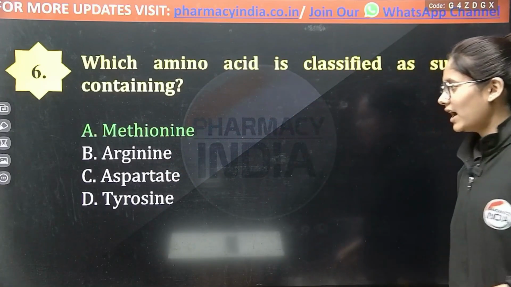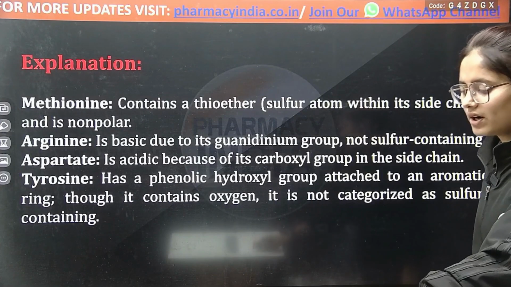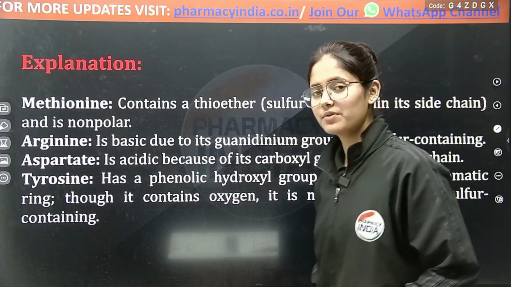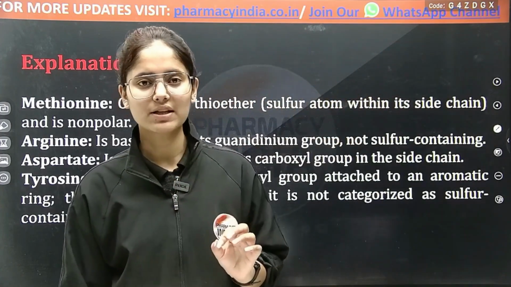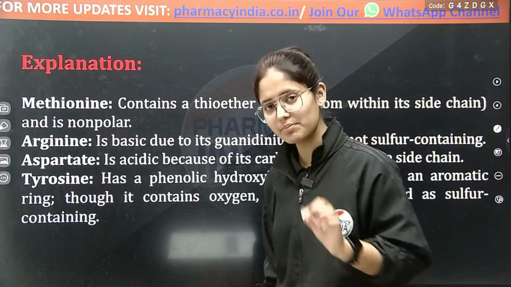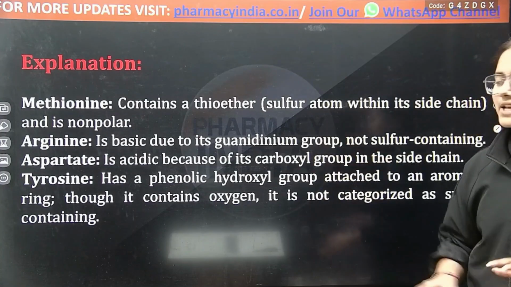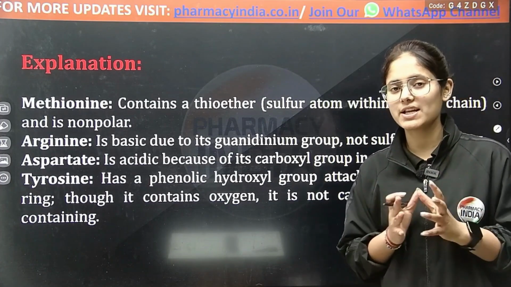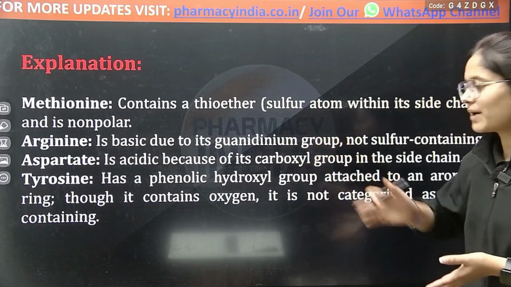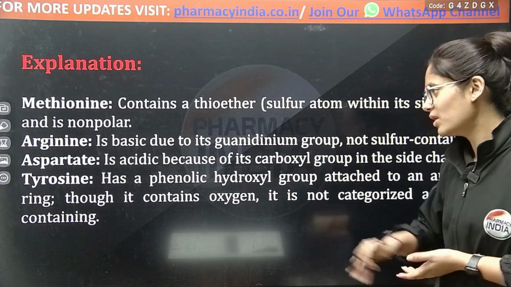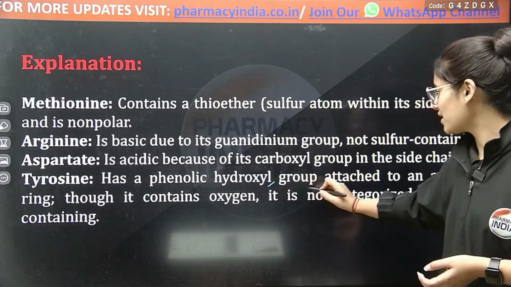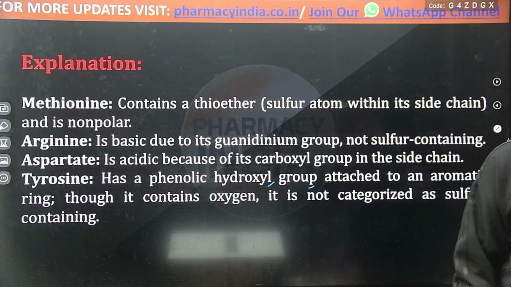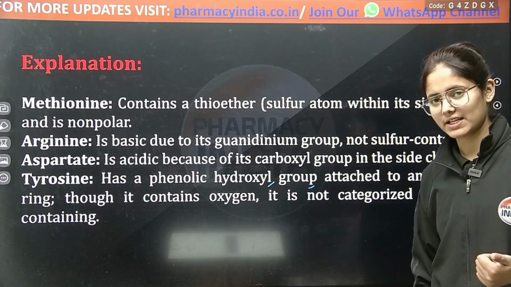Arginine, aspartate and tyrosine do not contain sulfur in their side chain. Methionine is the amino acid which has a thioether, meaning a sulfur containing group, in its side chain. Arginine is basic because it contains a guanidine group, and guanidine is a highly basic component. Aspartic acid is acidic, I have told you, and tyrosine is an amino acid containing a phenolic hydroxyl group in its side chain. Clear? It is not categorized as sulfur containing.